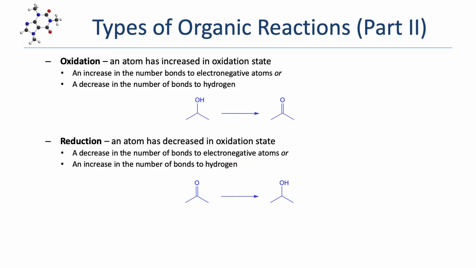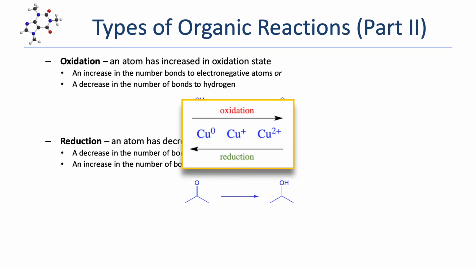When dealing with redox reactions on things like metals, the metal was literally gaining or losing an electron. Copper, for example. Copper can exist in 3 oxidation states: copper 0, copper 1, and copper 2. When copper is oxidized from copper 0 to copper 1, it literally lost an electron. When copper is reduced from copper 1 to copper 0, it literally gained an electron.